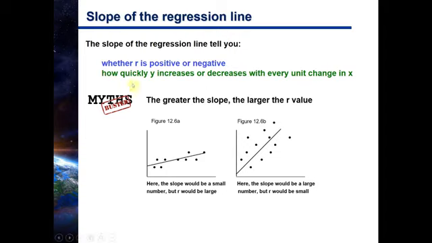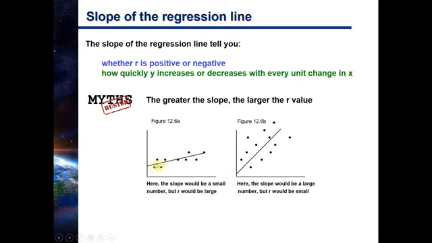Now, there is some confusion, or a myth. The myth is that the greater the slope, so the higher this value here, the higher the number, the larger the r value. And that is not always true. And this is an example of when it wouldn't be true.